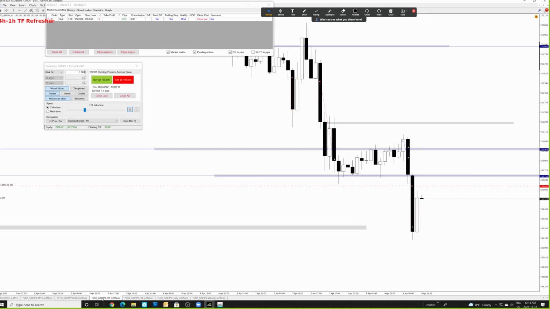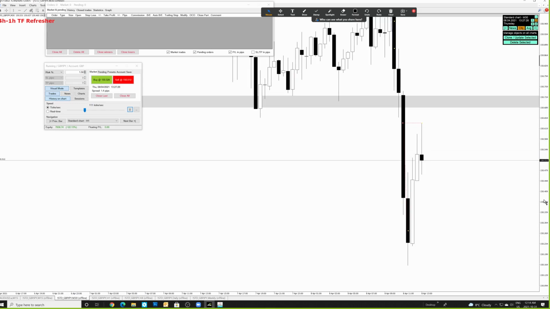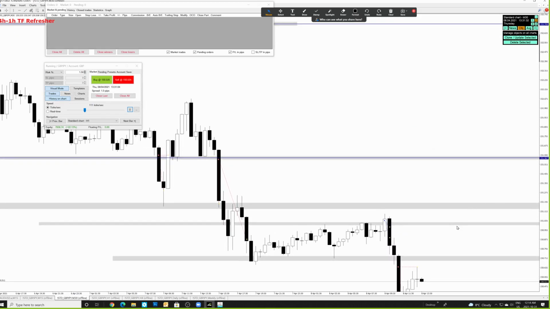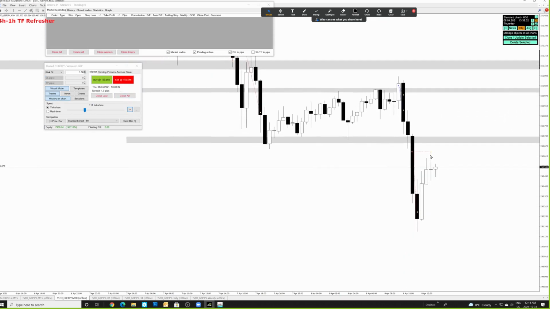Yeah, I guess that could be a possibility. Yeah, probably gonna get stopped out. Oh, got stopped out. Got stopped out on the trade. But don't worry. Man, oh man, look at this area right here.